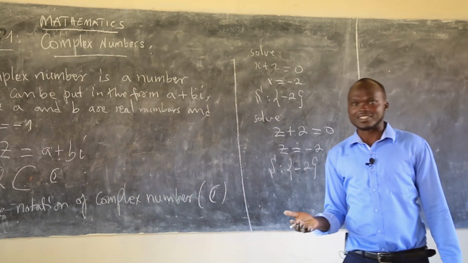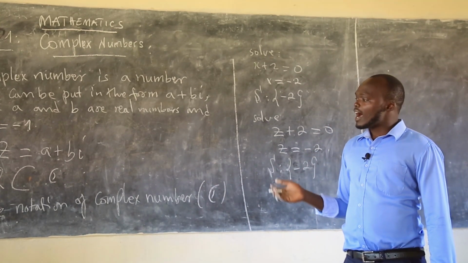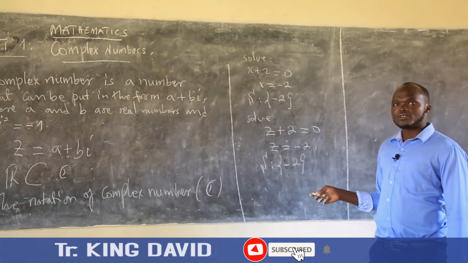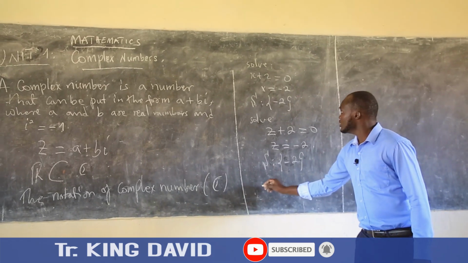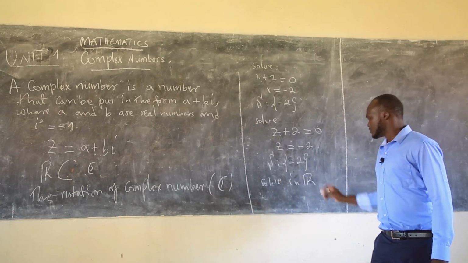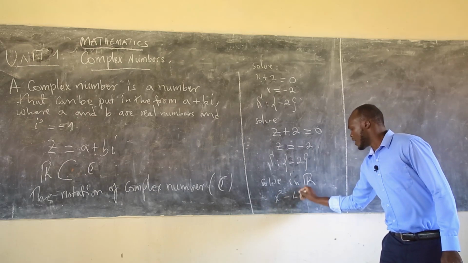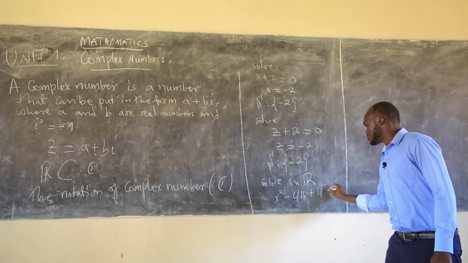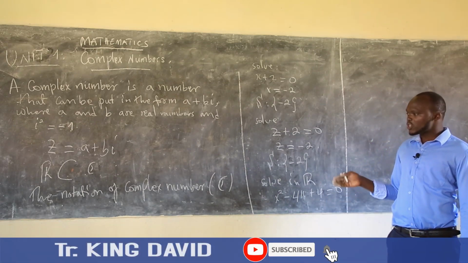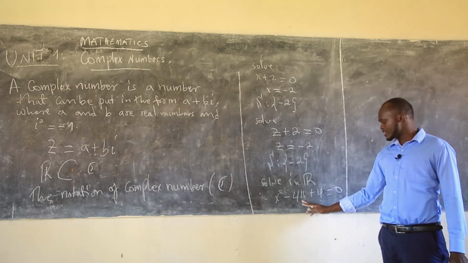So now what is the difference between a real number and a complex number? The difference is, when we are solving a quadratic equation, for example, solve in real numbers x squared minus 4x plus 4 equal to 0. So we're going to solve this one under the set of real numbers. I want to show you the difference between the set of real numbers and complex numbers.